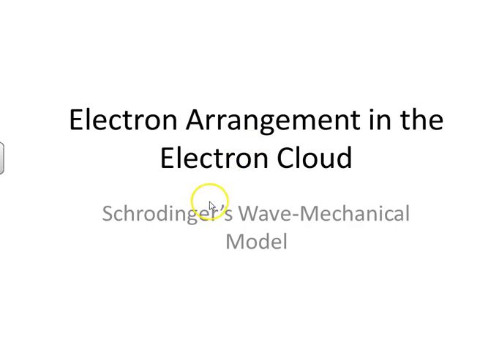In this lesson, we'll look at applying Schrodinger's wave mechanical model of the atom by arranging electrons in the space outside the nucleus that we call the electron cloud. So this video is intended to address how electrons are arranged in the electron cloud and to show methods that chemists use to represent those arrangements.